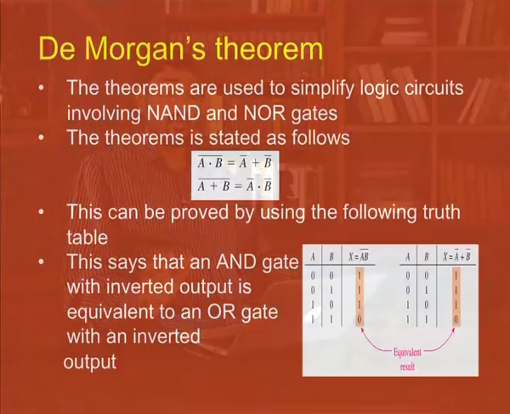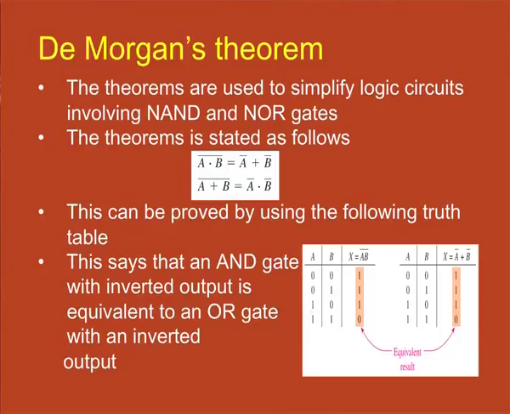The next important thing that we want to discuss is De Morgan's theorem, and the theorems are used to simplify logic circuits involving NAND and NOR gates, and the theorems are stated as follows. The first one is (A dot B) bar is equal to A bar plus B bar, and the second theorem is (A plus B) bar is equal to A bar dot B bar, and both the theorems can be proved by using the following truth table.